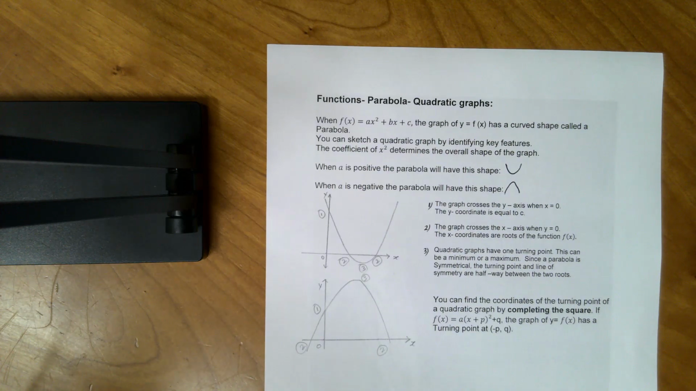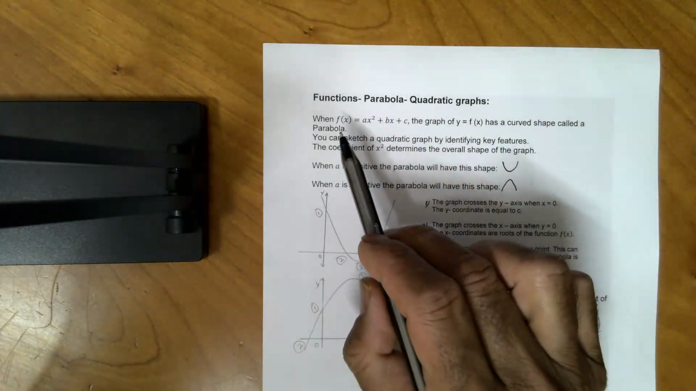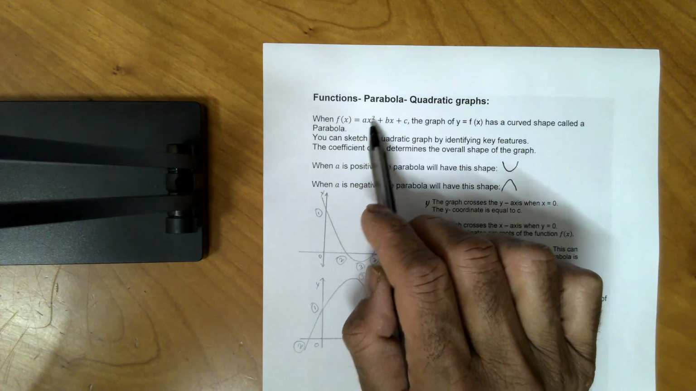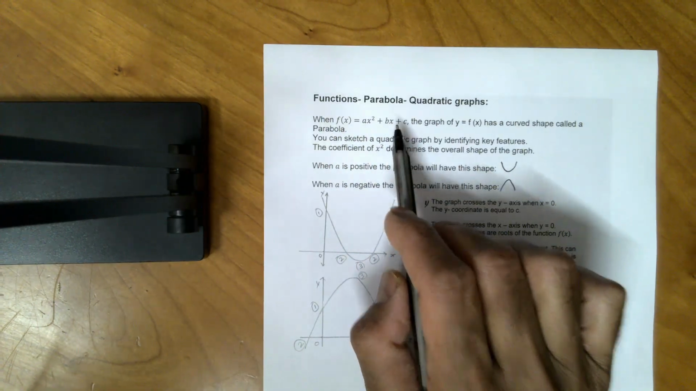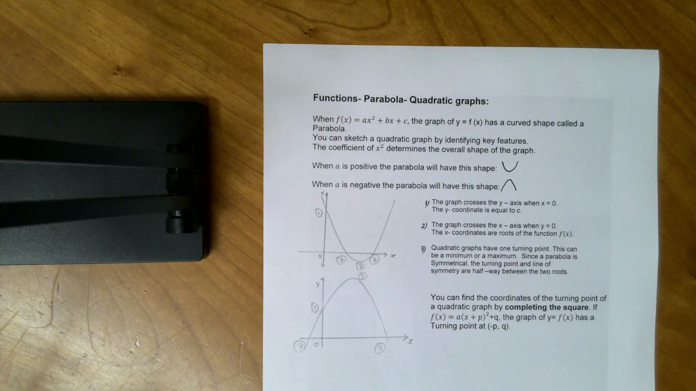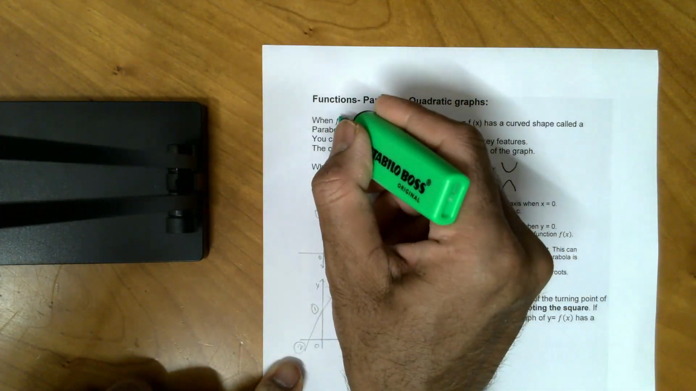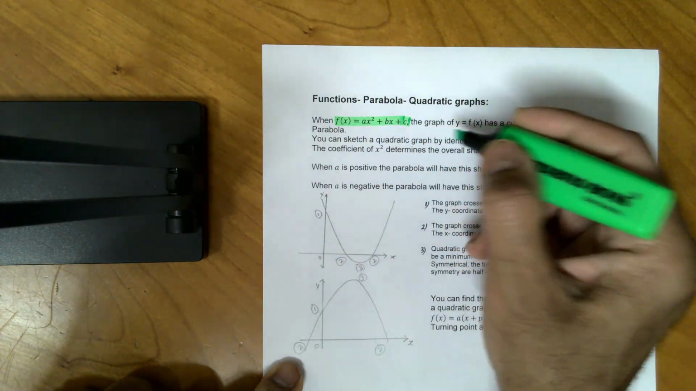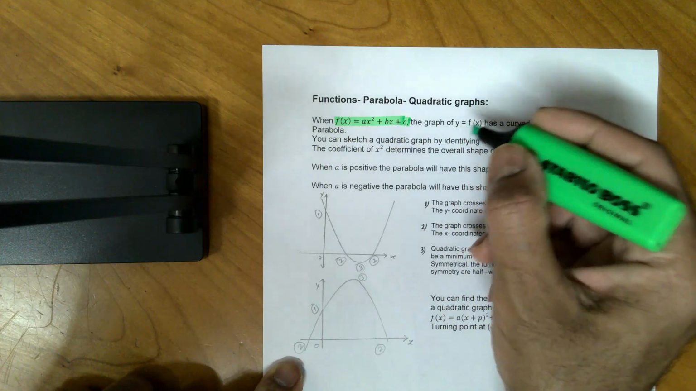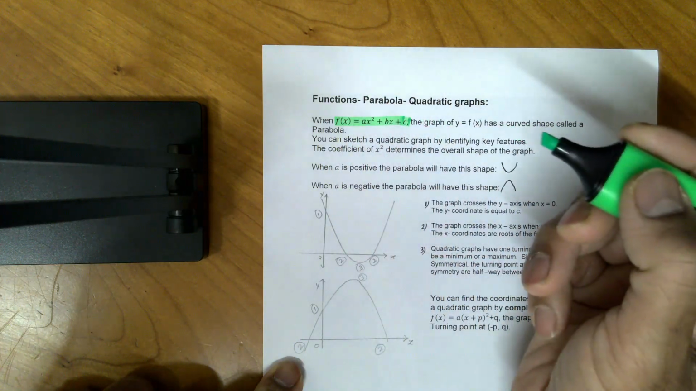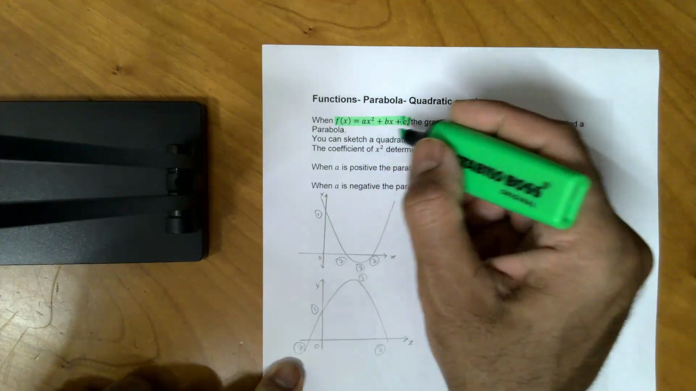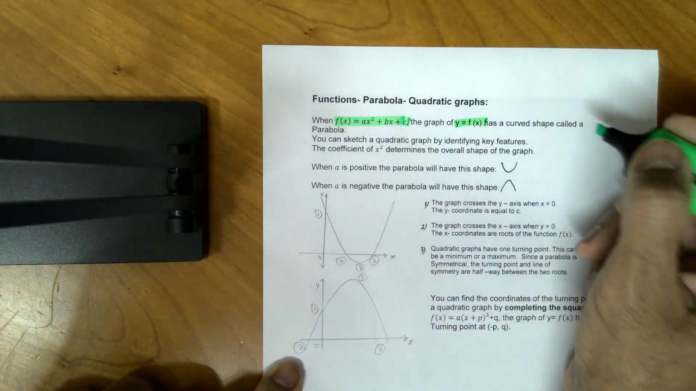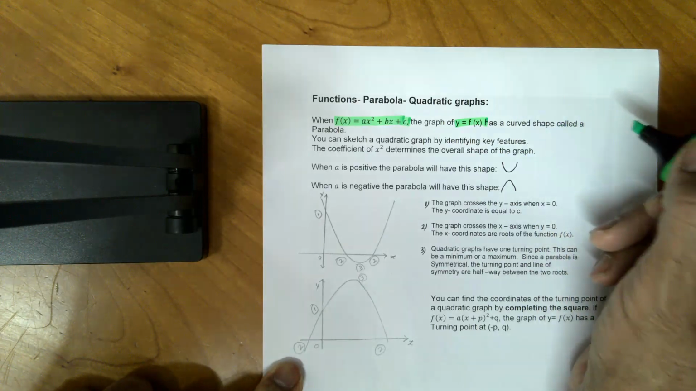So let's say you have an equation where the function of x is ax squared plus bx plus c. Most of the time we talk about this equation in this form. So this is your f(x), and it says the graph, then you have to draw the graph basically. When this f(x) is this kind of quadratic equation, the graph y equals f(x) has a curved shape called a parabola.